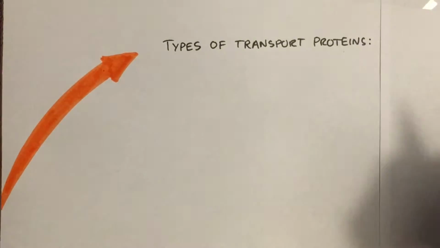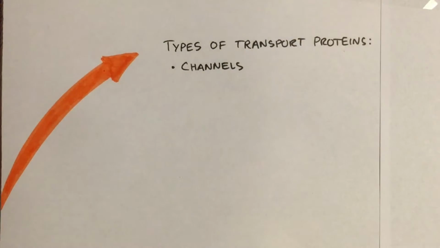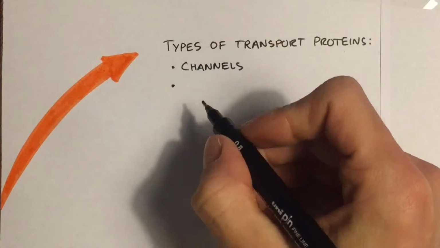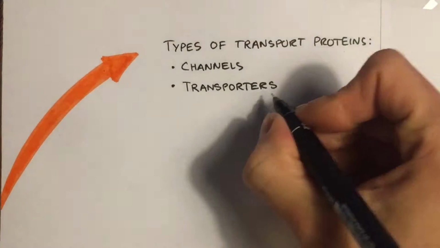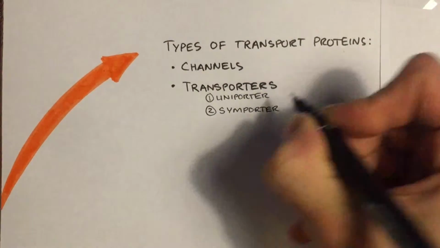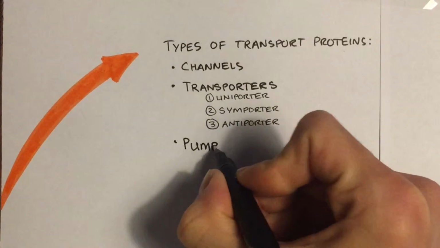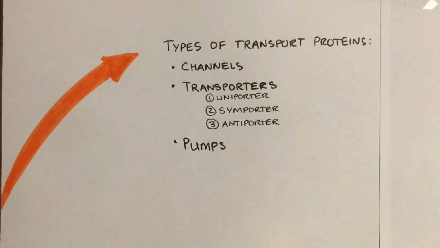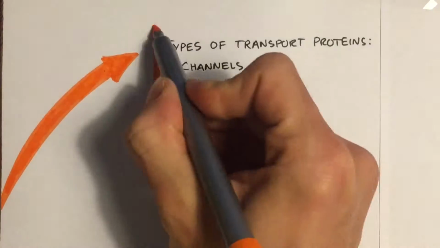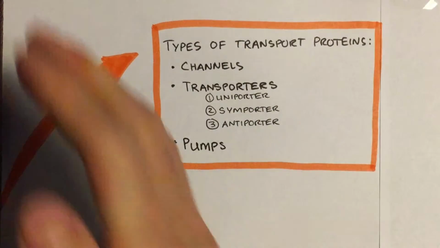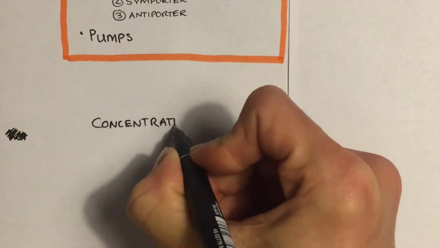Instead, these larger or charged molecules rely on transport proteins in the membrane. The transport proteins can be channels, transporters that are subdivided into uniporters, symporters, and antiporters, and then they can be pumps.